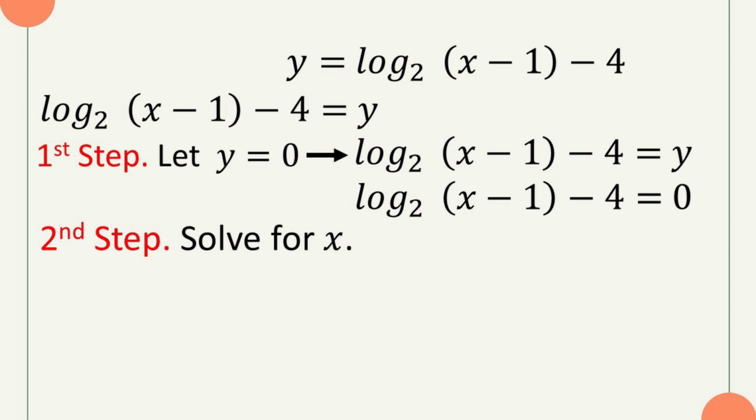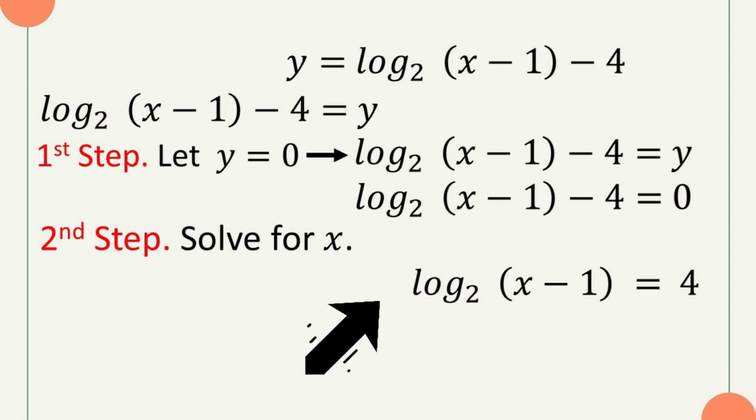Second step, solve for x. To solve for x, move the constant to the other side. So, negative 4 will now become positive 4. We now have the logarithm of the quantity x minus 1 to the base 2 equals 4.